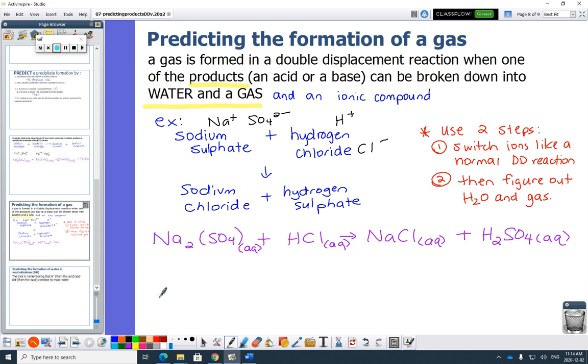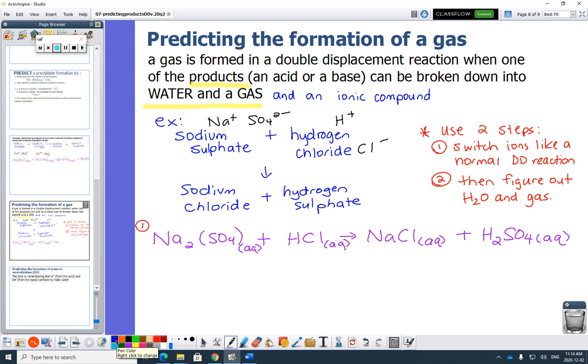So if you get two aqueous substances, what could you write? Or what should you write, really, normally? No reaction, right? There's no reaction. So that's why the question will say that water and a gas are produced. So this is like step one. All we've done is switch the partners. Then we're going to do step two to figure out water and a gas, okay? So when it says water and a gas, keep going.